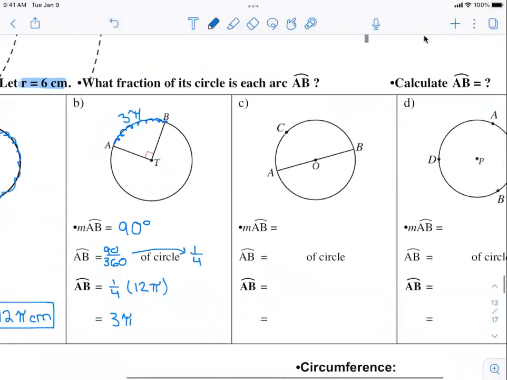All right, let's keep going. Here again, the measure of arc AB is talking about the degrees. And actually, that's going to be 180.